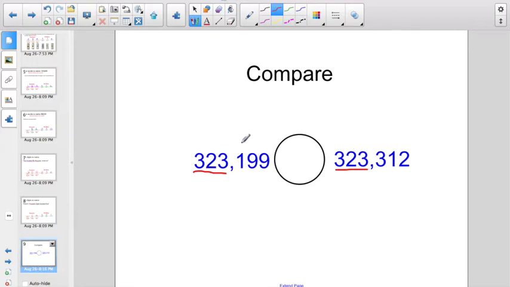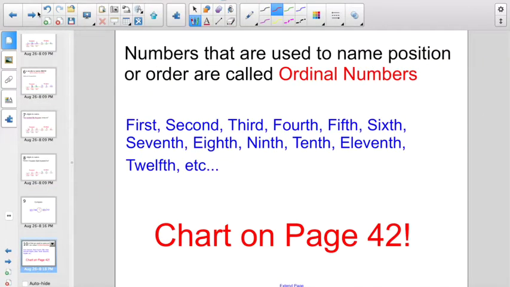Let's try this one in the hundreds. Here I have a 1. Here I have a 3. The contest is over. 199 is less than 312. So 323,199 is certainly less than 323,312.